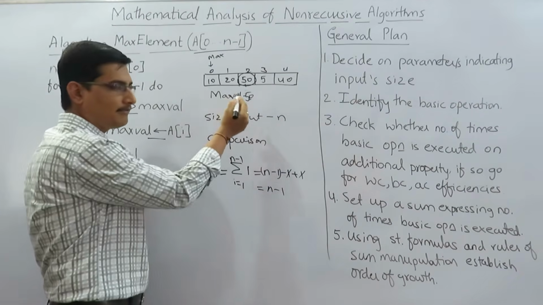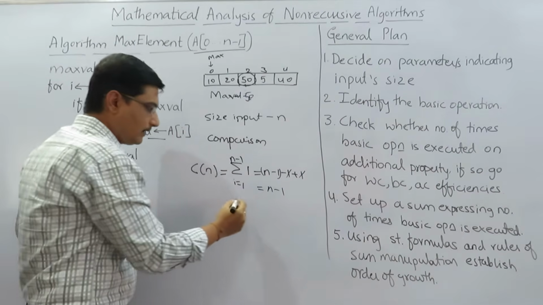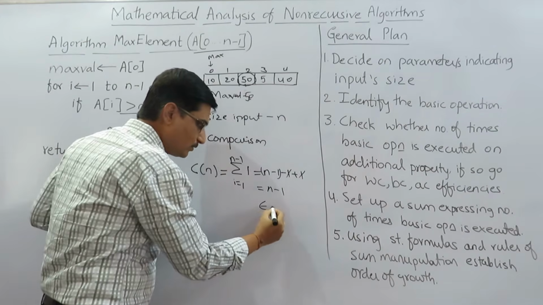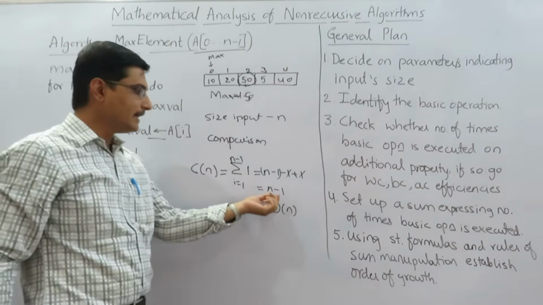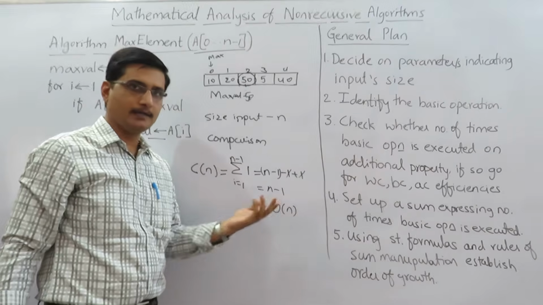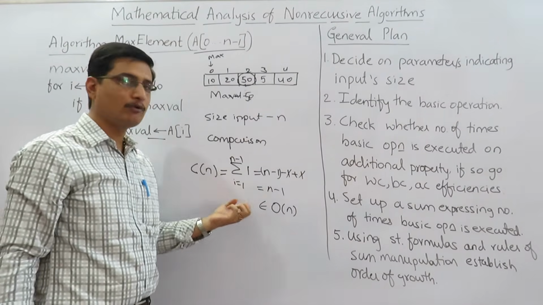See that the number of comparisons is going to happen n minus 1 times. So we can say that this belongs to big O of n, because n minus 1 is in the order of n. Okay, this seems to be very simple. This is how we have to process.